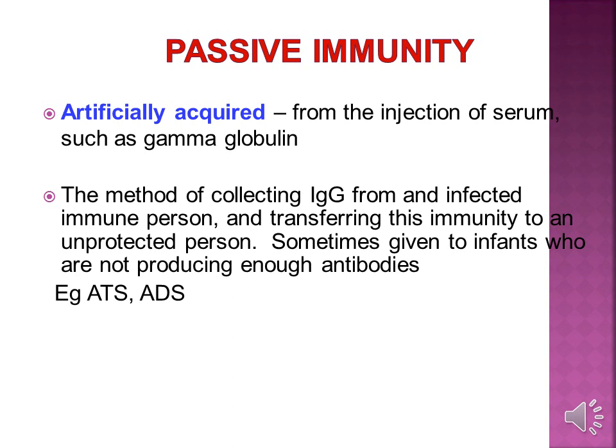Then artificially acquired, from the injection of serum such as gamma globulin. This is the method of collecting IgG from an infected immune person and transferring this immunity to an unprotected person, sometimes given to infants who are not producing enough antibodies. Examples are ATS and ADS, that is anti-tetanus serum or anti-diphtheric serum.